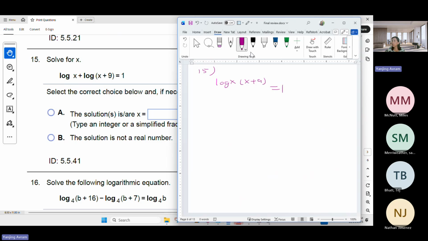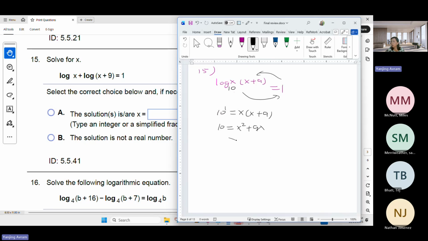Combine it into one log. Since my right-hand side is a number, this is base 10. If you don't write anything for log, that means base 10, right? And I can convert this into an exponential equation. Look at it. 10 raised to the power of 1 equal to x times x plus 9. So this is 10, and this will be x squared plus 9x, right?